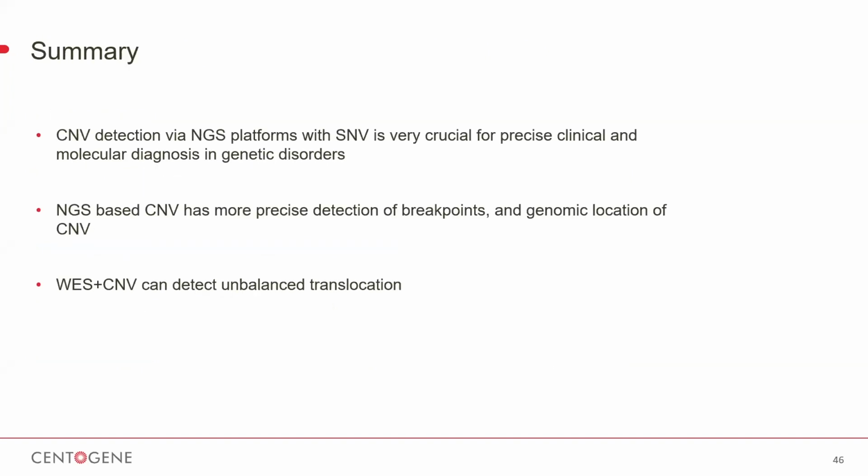So finally, I come to the summary and the take-home message: it is very important to highlight the role of copy number variants in the NGS platforms, and their integration with single nucleotide variants for accurate and precise genetic diagnosis. It is capable of detecting different resolutions of copy number variants and the precise breakpoints, and whole exome with copy number variants is capable of detecting unbalanced translocations and chromosomal aneuploidy.